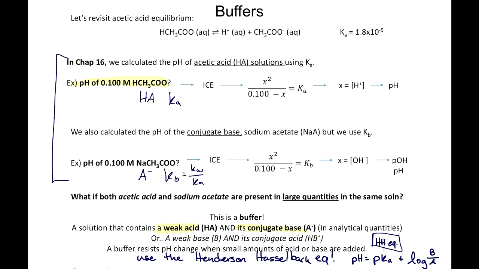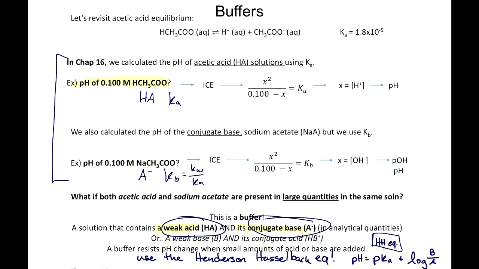In chapter 17, we have this new scenario. Well, what if you have both of them? HA and A- in very large quantities at the same time. That is a buffer, right? So this is the definition of a buffer. You need a weak acid and its conjugate base in large quantities. Large quantities, okay, like mole amounts, right?